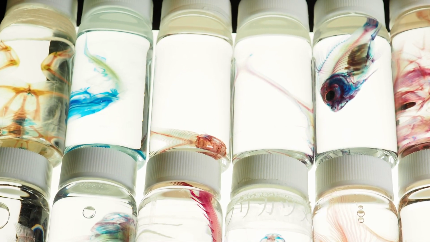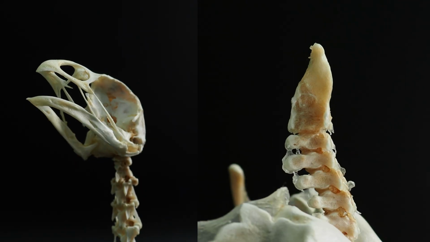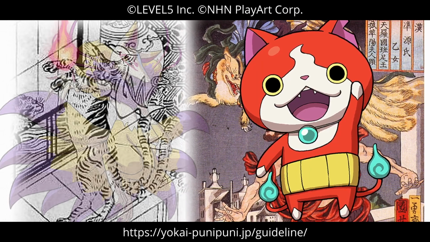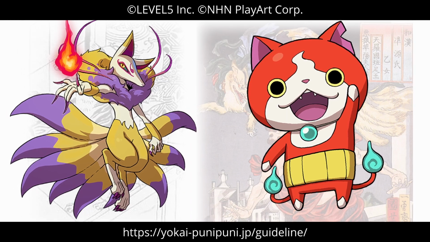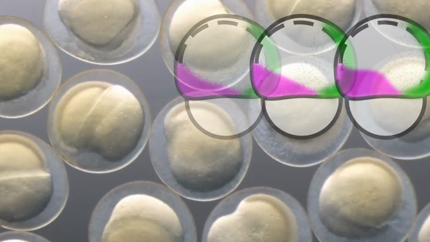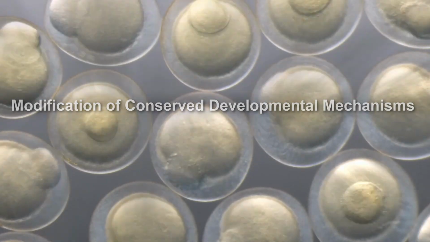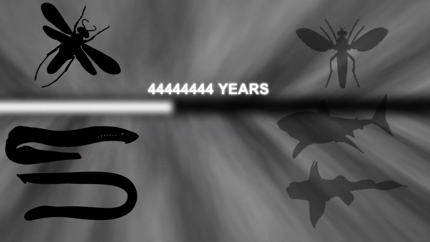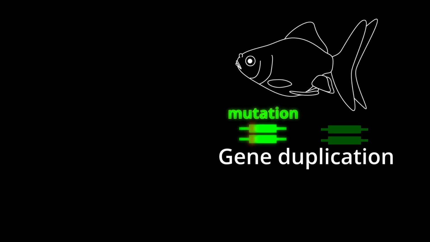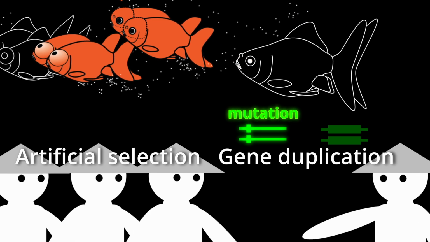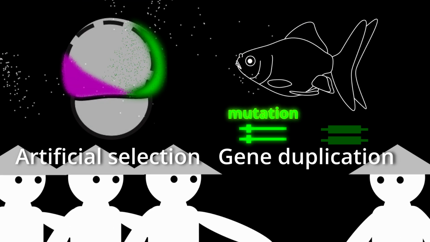There are very few vertebrates with a bifurcated tail in the natural world. Such organisms mostly appear in fantasy and anime. This is because such morphological mutations require modification of highly conserved developmental mechanisms. Generally, changes in such evolutionarily conserved developmental mechanisms are thought to take a long time. However, in the case of goldfish, it is believed that the combination of gene duplication, mutation, and selection occurred at the right time, resulting in a significant morphological change in a very short period.